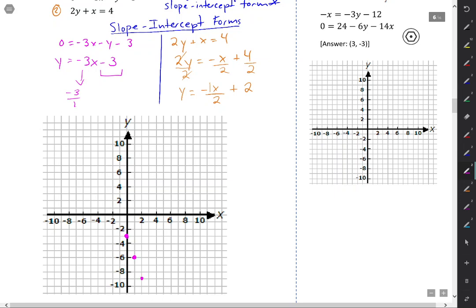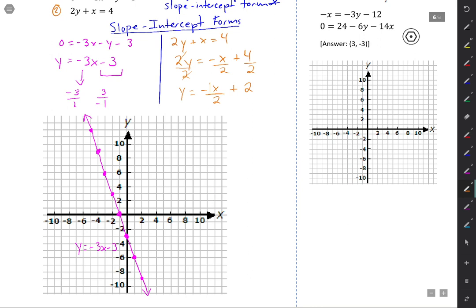And then we can also switch this around where it's 3 over negative 1. So I'm going to rise 3, 1, 2, 3. And then we're going to run negative 1, so that would land us here. So continue that rise and run to make your line nice and straight and go along the entire graph. Make sure you use a ruler.